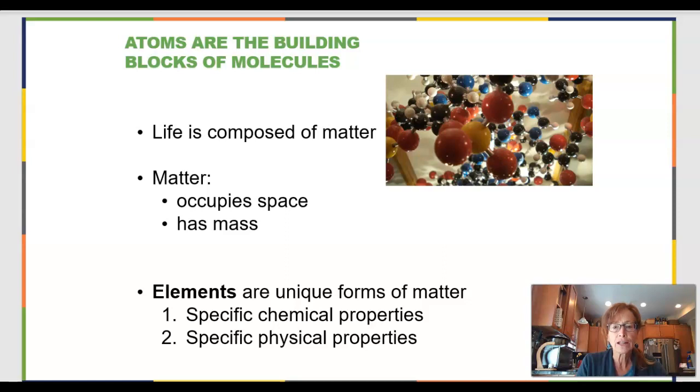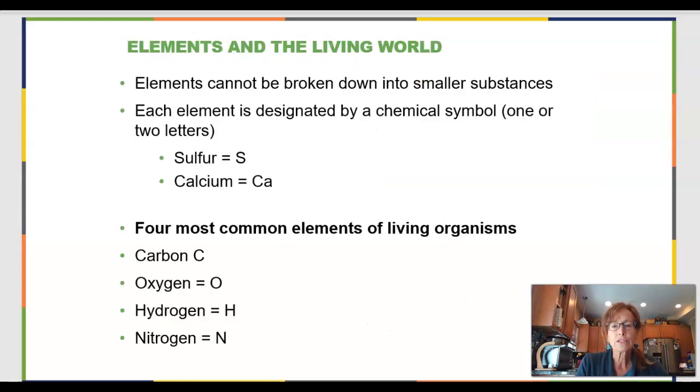So we're going to look at the elements, which are unique and pure forms of matter. And then we're going to talk about how those combine to ultimately form some of the compounds we're interested in. So let's get started. So elements are the simplest substances.